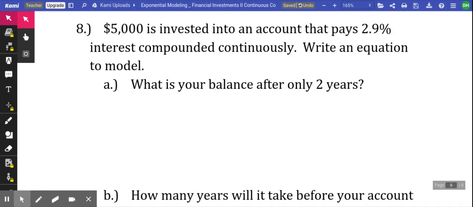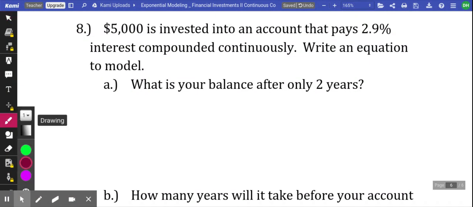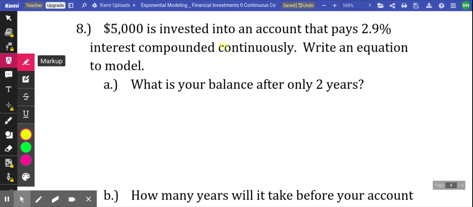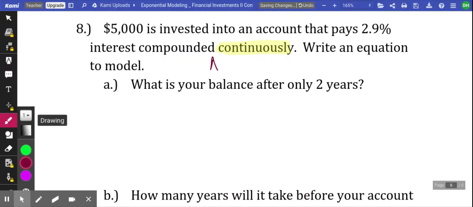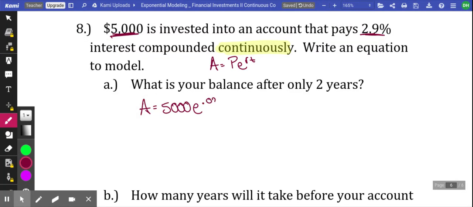So again, right out of the gates, we're looking for some type of Q, and we get it right away right here with compounded continuously. So we're instantly thinking PERT, thinking about our formula here. And we've got our initial investment, there's my principal, and my 0.029 is my r. And so as far as what equation we could use as a model, it's going to be A equals 5,000 e to the 0.029 t.